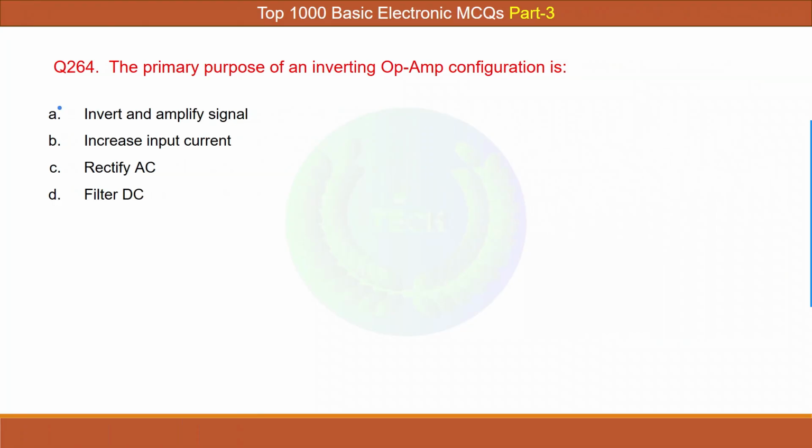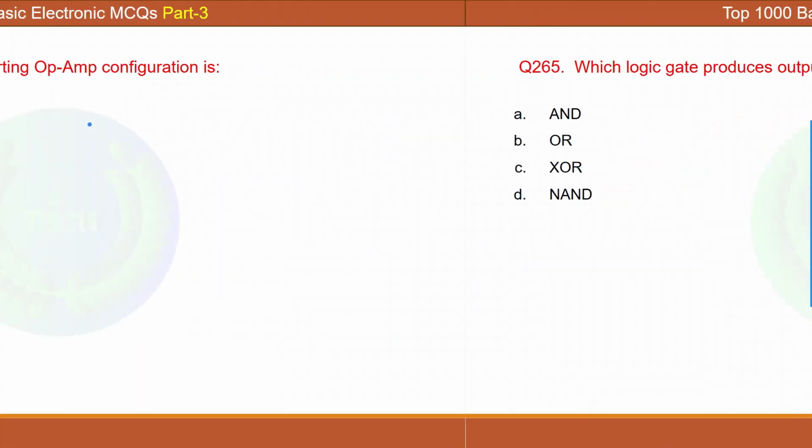Next question, question number 264. The primary purpose of an inverting op-amp configuration is option A, invert and amplify signal, option B, increase input current, option C, rectify AC, option D, filter DC. The answer is option A, invert and amplify signal.